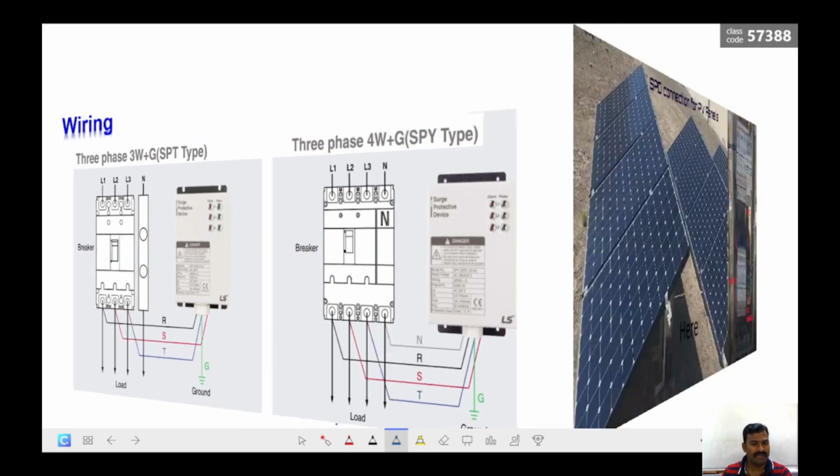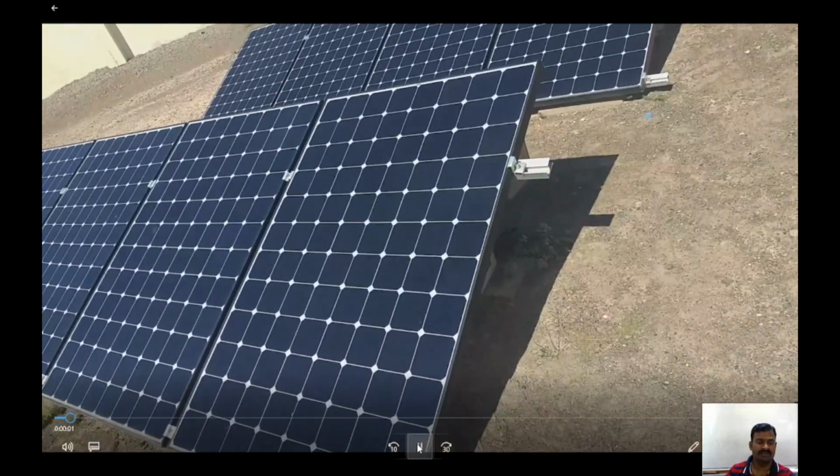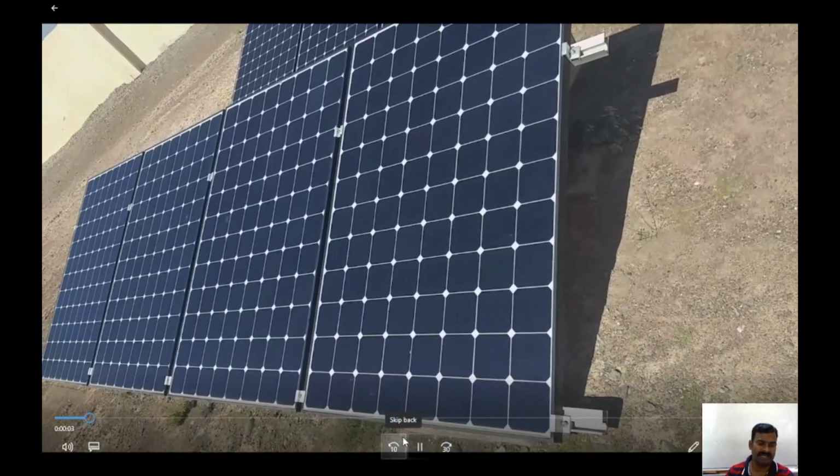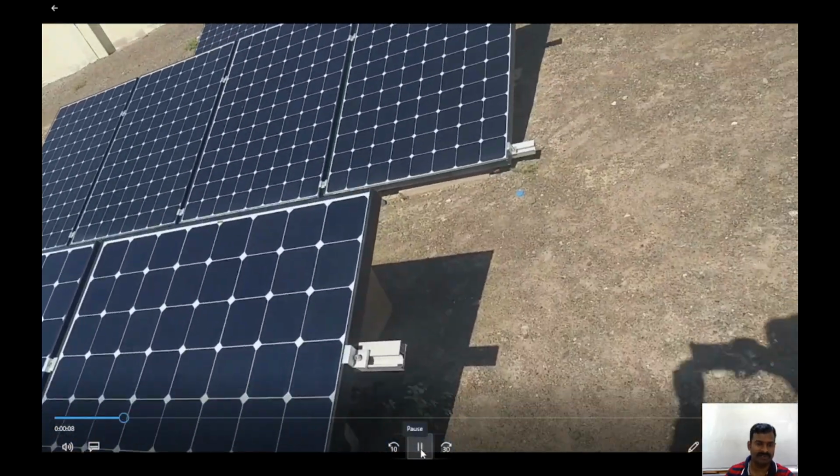This is the wiring diagram, and this is how it is implemented in our site. We have the solar panels, and this is a combiner box, or junction box, or array box. From here the connections are made. We have the SPD here, and the fuse box for the plus terminal and the fuse box for the minus terminal, and we have the isolator here. These are the panels we have in our site. Let us understand how the SPD is connected to this PV system.